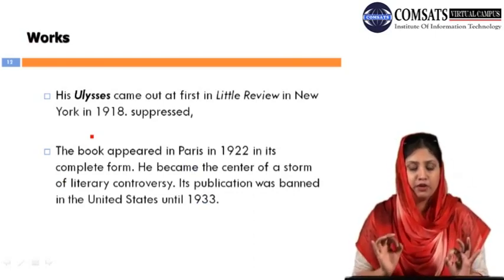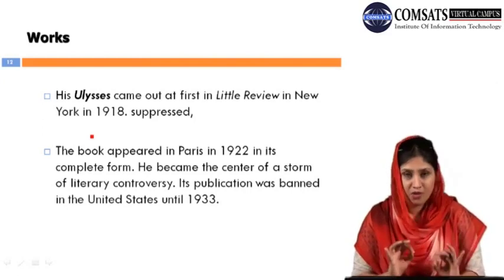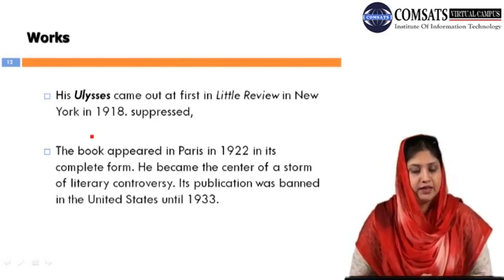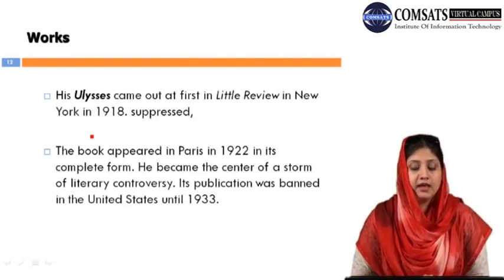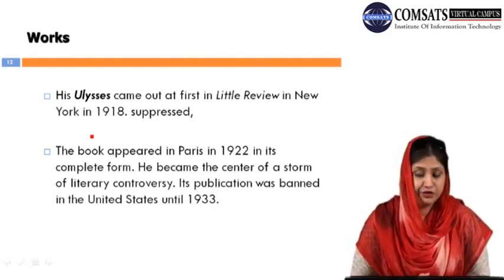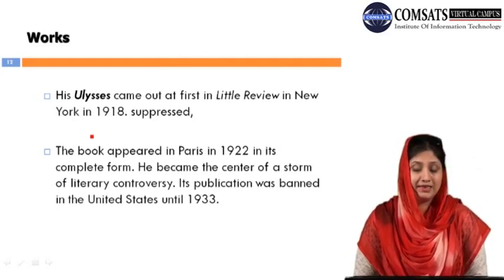We will just be touching upon them because we have to move on to our core text by James Joyce. One of his famous works is Ulysses. This came out at first in the Little Review in New York in 1918.